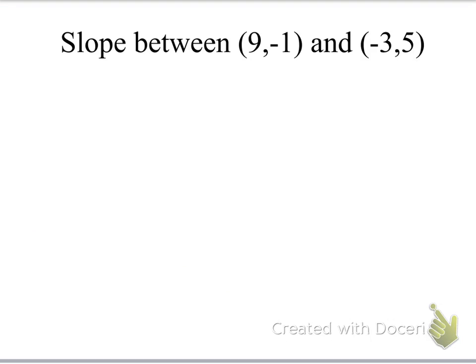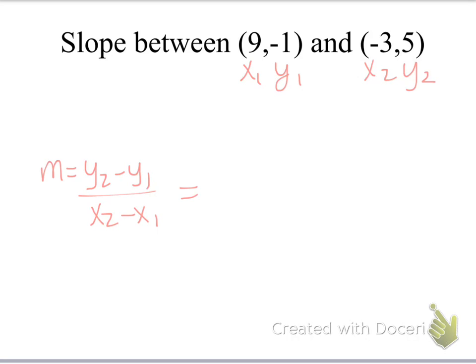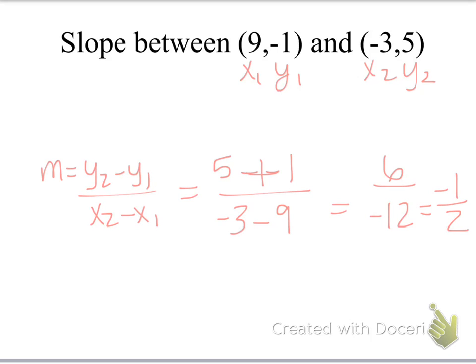Okay, so I'm going to first label x1, y1, x2, y2. And then my equation was y2 minus y1 over x2 minus x1. So all we're going to do is fill it in. My y2 is 5 minus my y1, which is negative 1. There's still a minus sign in the center. My x2 minus my x1. Two negatives will make a positive. 5 plus 1 gets me 6. Negative 3 minus 9 gets me negative 12. If I simplified that, that would be negative 1/2.